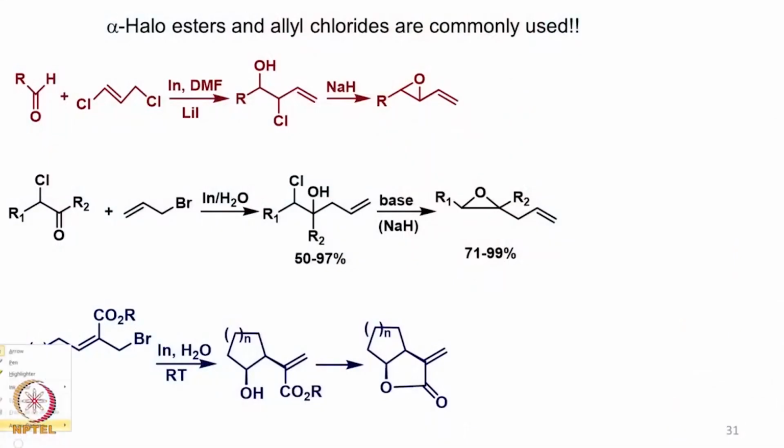Now if we take, for example, these alpha haloesters or allyl chlorides, which are commonly used in many of these reactions, say for example we take this allyl chloride and we put indium to it.